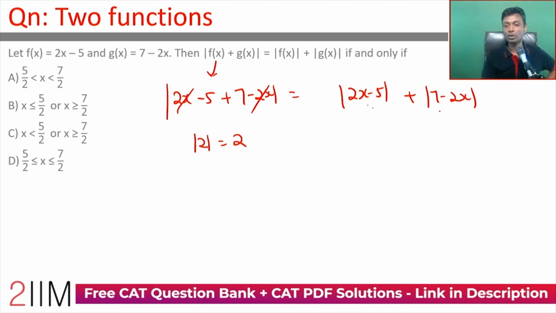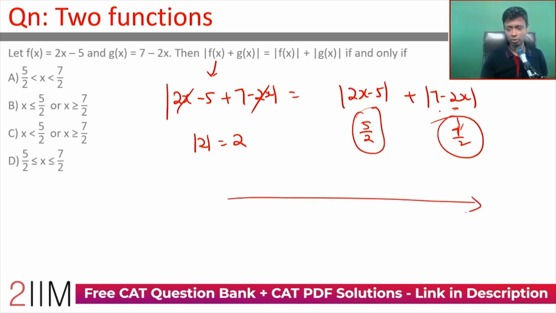Now, modulus of 2x minus 5, modulus of 7 minus 2x. This breaks at 5 by 2. This breaks at 7 by 2. What do I mean by that? Greater than 5 by 2, we'll call it as 2x minus 5. Less than 5 by 2, we'll call it as 5 minus 2x. Fine. Likewise, 7 minus 2x goes to 0 at 7 by 2. So we'll worry about the expression being 7 minus 2x and 2x minus 7, depending on that range. 5 by 2 and 7 by 2 are our pivotal points. So our answer choice is going to be anchored around that.